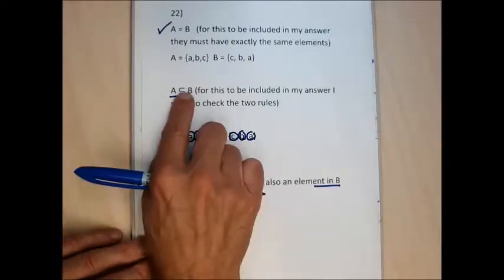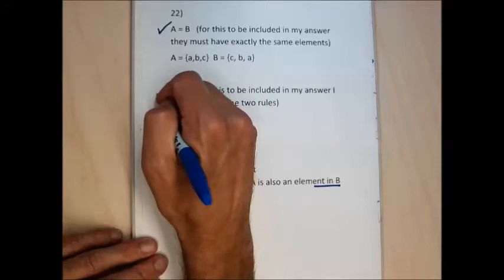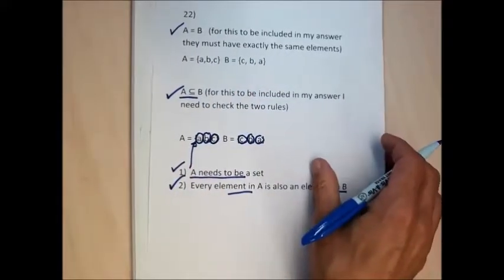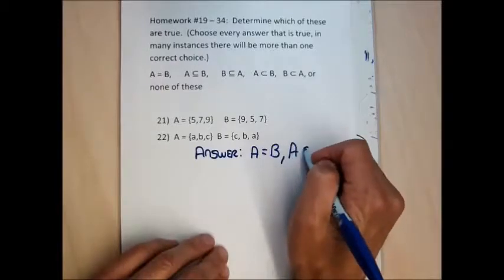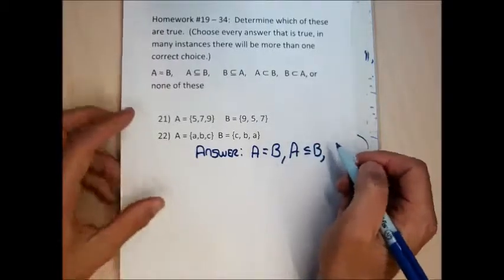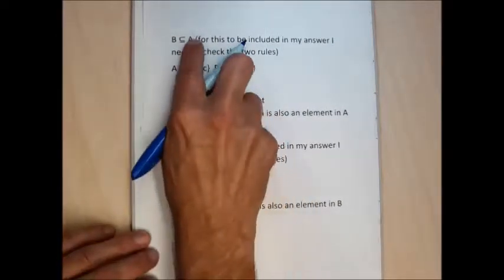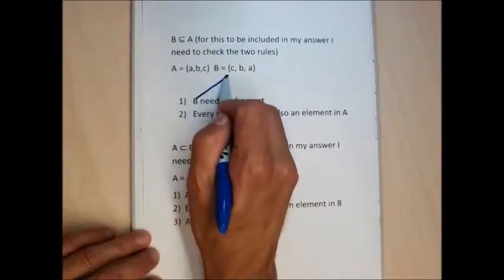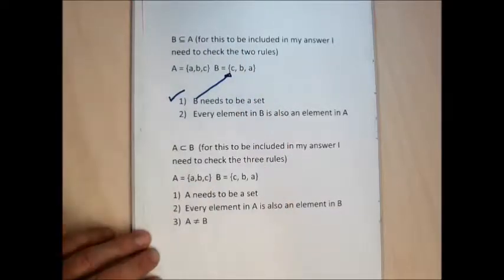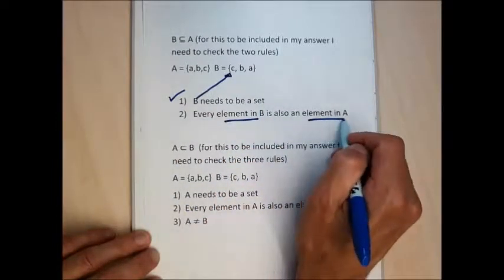This symbol allows the sets to be equal. Because both rules here have been satisfied, that's going to be part of my answer as well. So the second symbol I'm going to put in my answer is A is a subset of B. Third thing I'm going to check to see is if B is a subset of A. For B to be a subset of A, I need two criteria. B needs to be a set. It's in set braces, so it's a set. Second, every element in B has to be an element of A.